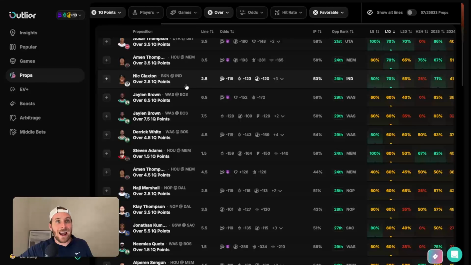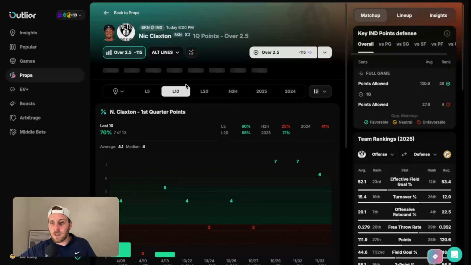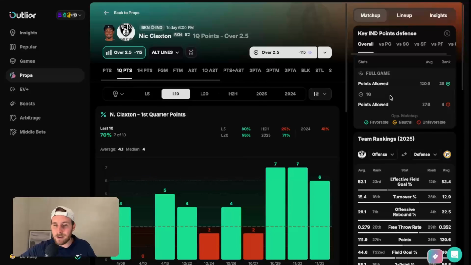So let's take a look here at this Nick Claxton play. What this is saying on the surface level is that we should take his over 2.5 points. Now, once we click into it, we can really see the breakdown here on the right side. Although this appeared like a very good play on the outside, because the Pacers allow a ton of points throughout the entire game, they actually tend to be a little bit more elite in that first quarter, which doesn't make this play as appealing as it should, right?